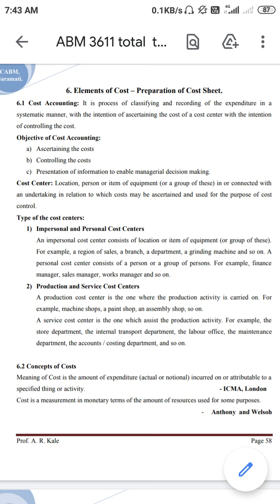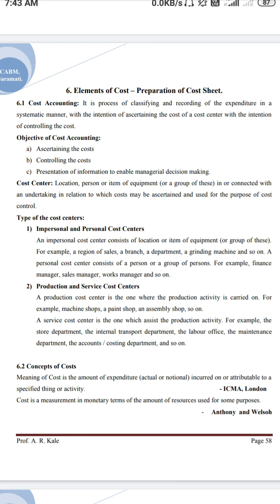Second one is the production and service cost center. In a production cost center, whatever production activities are carried out, that should be selected as a cost center, such as a machine shop, printing shop, and assembly shop, and so on. Those are the various activities involved in the production process that are selected as a production cost center.